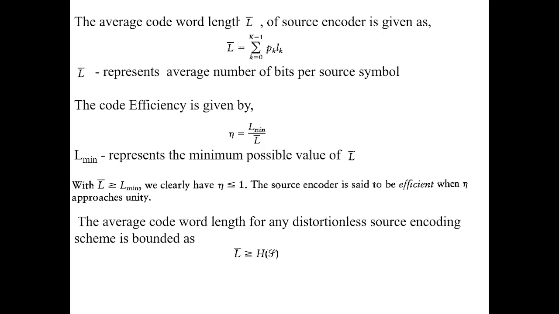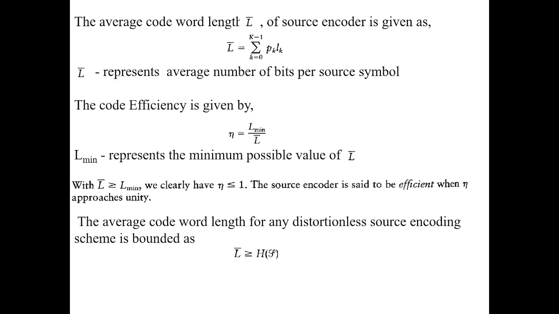So from that, the average code length can be determined here, which is the sum of the probability p_k and l_k. Next, L represents the average number of bits per symbol. The code efficiency is L minimum divided by L here.